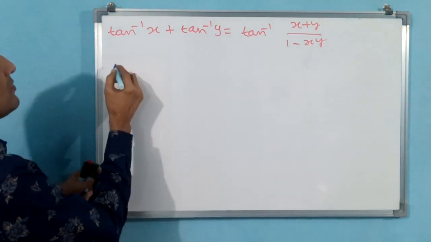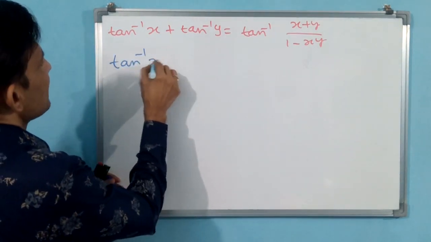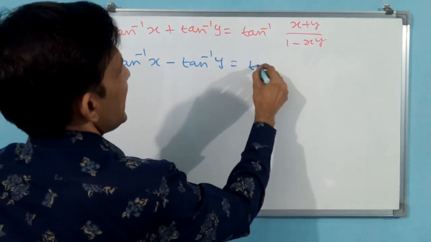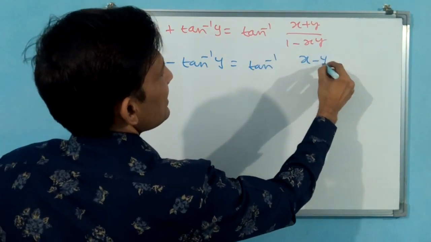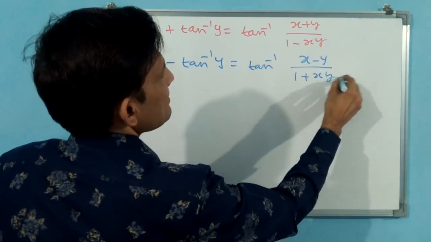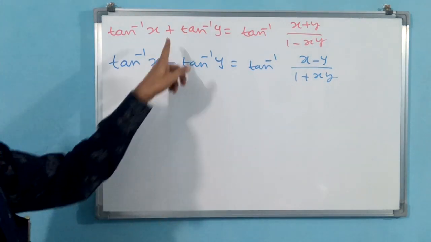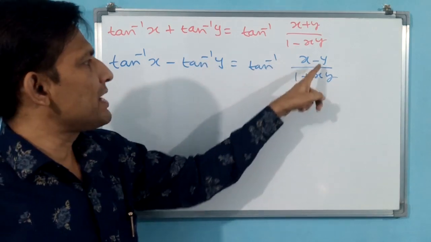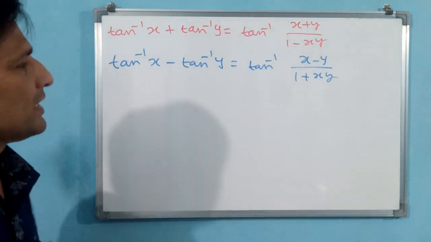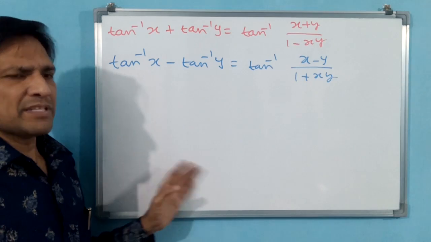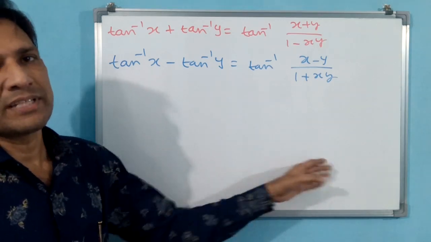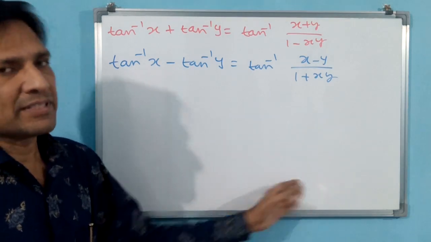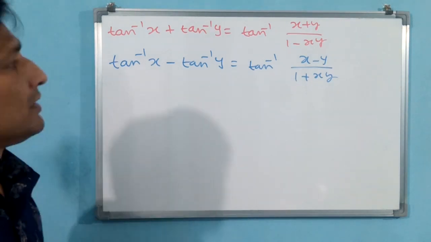Okay, see, now another formula, same, a resemblance or replica. Tan inverse x minus tan inverse y is equal to tan inverse of (x minus y) by (1 plus xy). See, when plus is there, numerator plus, denominator minus. When minus is there, numerator minus, denominator plus. Like this, you have to take this formula, like tan(a plus b), tan(a minus b) only. Tan(a plus b) is (tan a plus tan b) by (1 minus tan a tan b). Tan(a minus b) is (tan a minus tan b) by (1 plus tan a tan b). Okay, this is the formula.